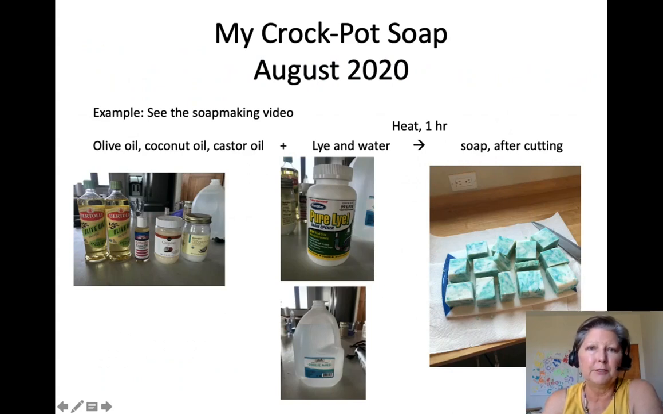This is my crock pot soap that I made last week. I took olive oil and a little bit of castor oil and coconut oil, mixed it with lye and water, heated it for an hour, and got the soap on the right. I was very happy with it. We've been using it in the shower.